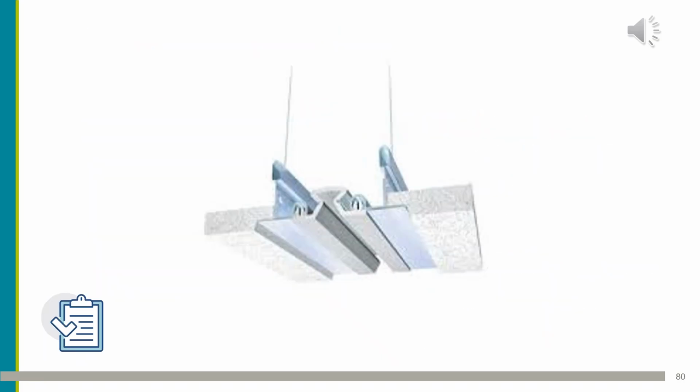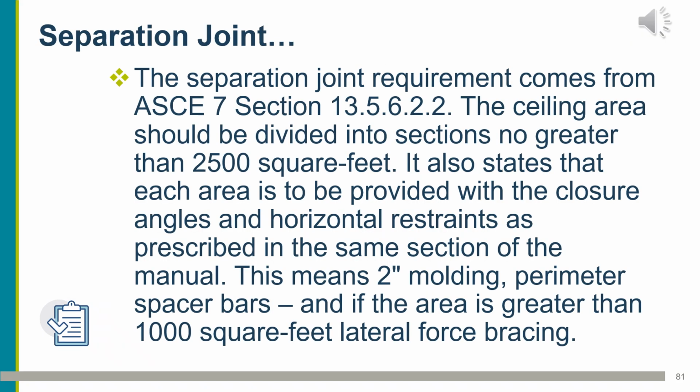And there are a wide range of proprietary means and materials for creating the seismic separation joint. The separation joint requirement comes from ASCE 7, section 13.5.6.2.2. The ceiling area should be divided into sections no greater than 2,500 square feet. It also states that each area is to be provided with the closure angles and the horizontal restraints as prescribed in the same section of the manual. This means 2-inch molding, perimeter spacer bars, and if the area is greater than 1,000 square feet, lateral force bracing.